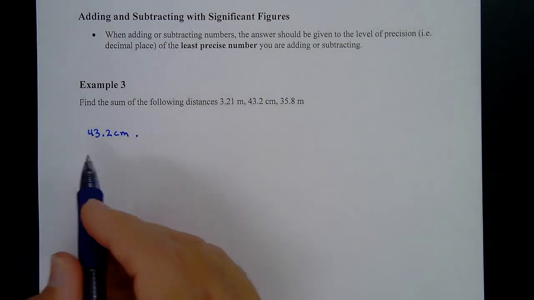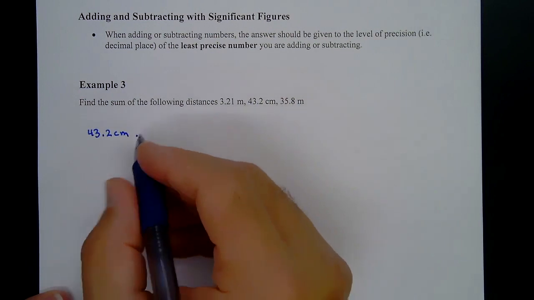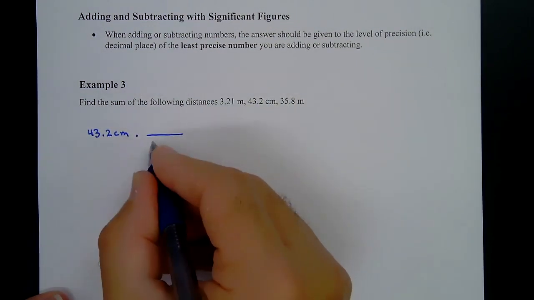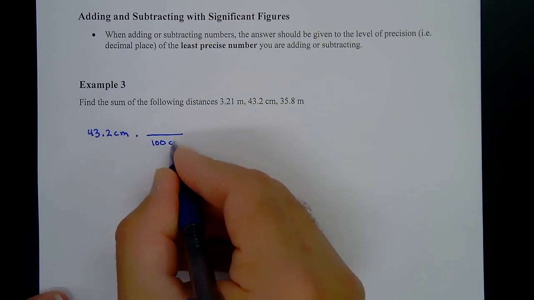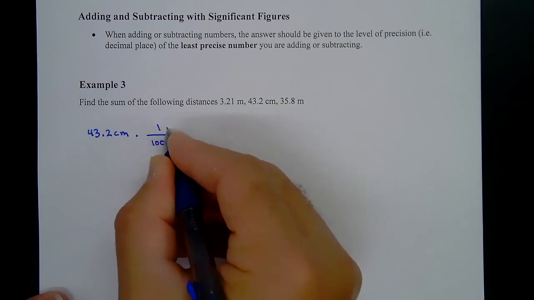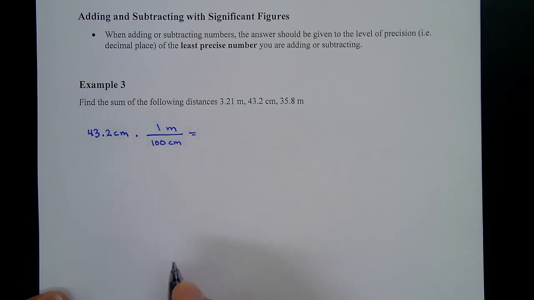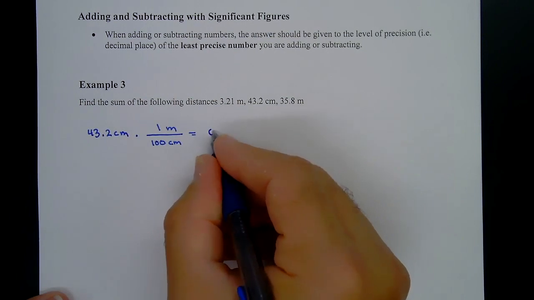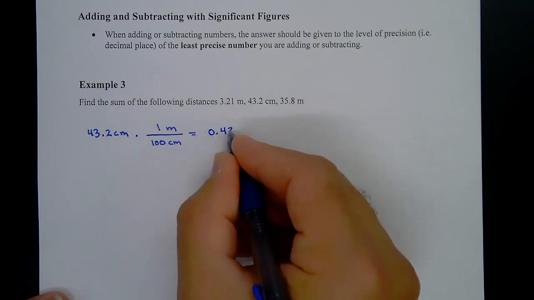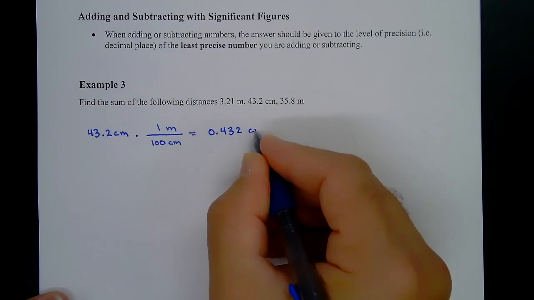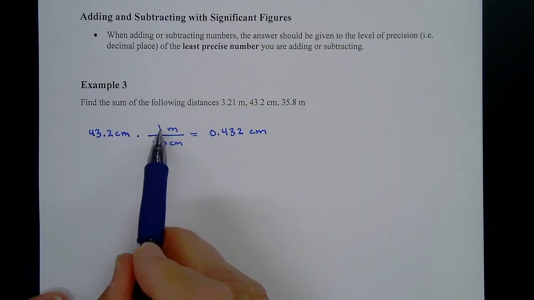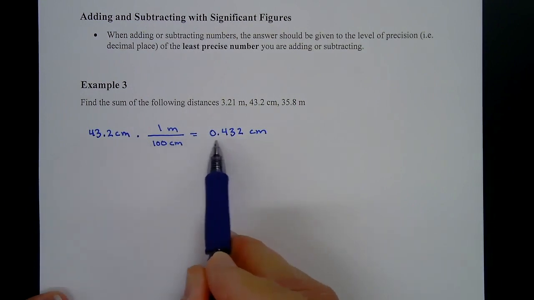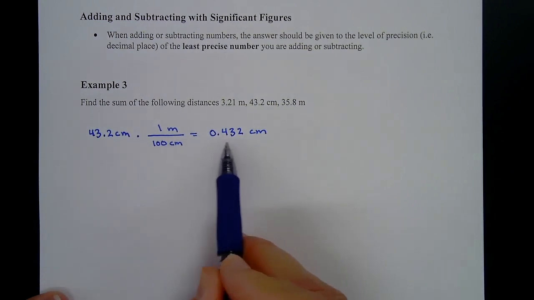okay? And that has 3 significant figures, right? And we're going to multiply that by, we know that 100 centimeters is the same as 1 meter, okay? And so our centimeters cancel, we're going to be left with meters, and this turns out to be 0.432 centimeters. Now, this has infinite number of significant figures. This one has 3, and we're actually reporting our answer as 3 significant figures here too, okay?